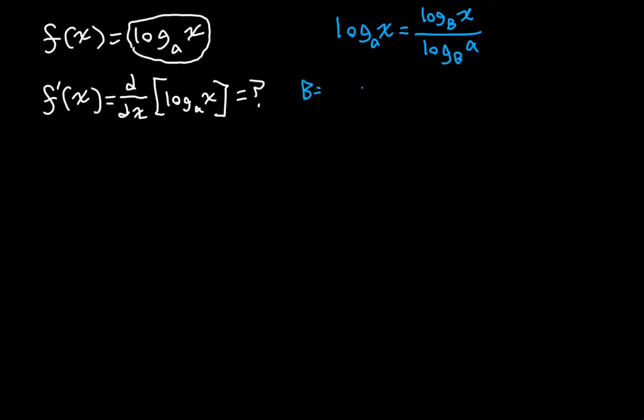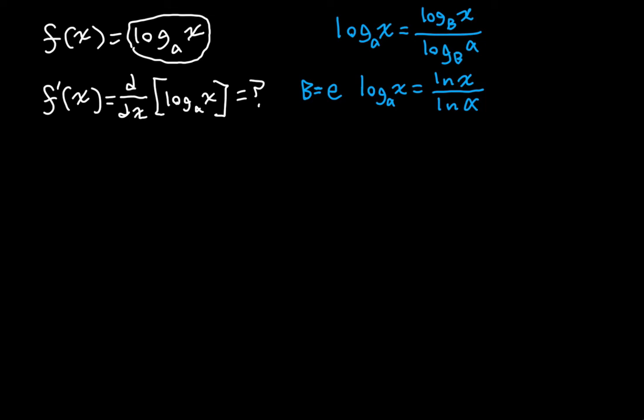b is equal to e, then we have that the log base a of x is equal to, well, what's the log base e? Log base e is natural log. Is the natural log of x over the natural log of a. And there's our natural log of x. We know how to take the derivative of that function. And because a is a constant, natural log of a is a constant. So I think that this is going to make things a lot easier.